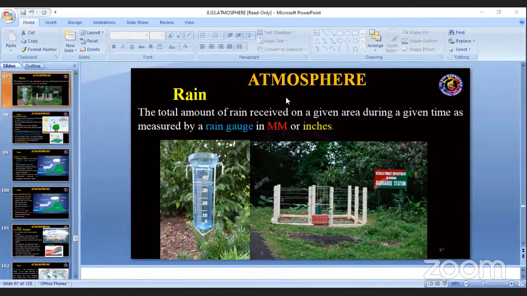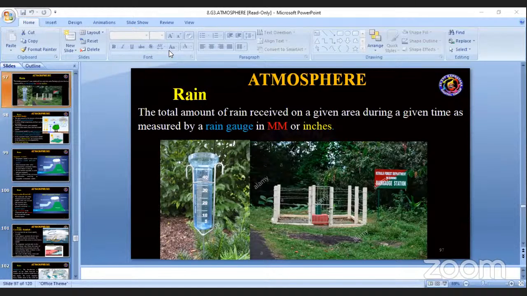And it is measured through the hygrometer. Okay, it is measured through the hygrometer or psychrometer. These are the two important instruments which we are using to measure humidity.